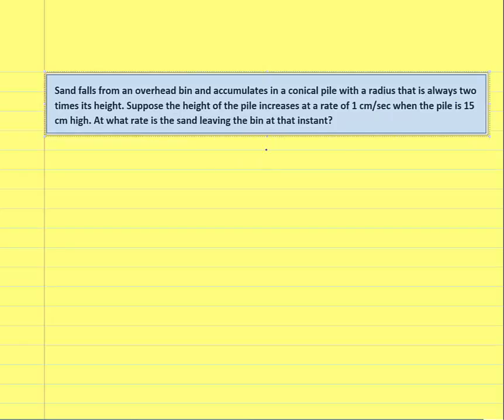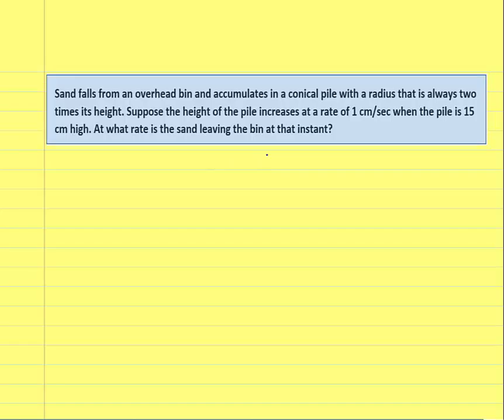Okay, so it says sand falls from an overhead bin. The bin doesn't have a specific shape, so I think we could just draw some sort of an overhead bin like such. So sand is coming from here and it accumulates in a conical pile. This conical pile is basically an inverted cone. And it says the radius of this conical pile is always twice its height.